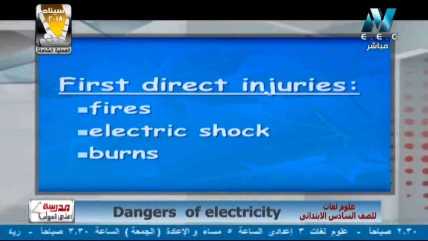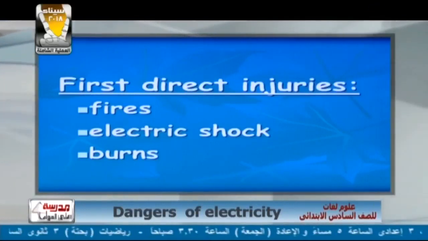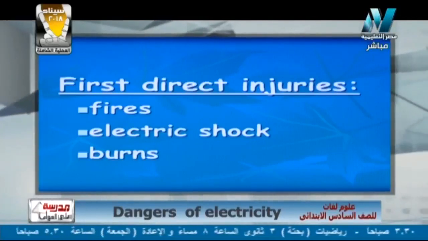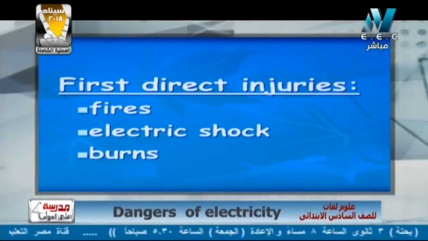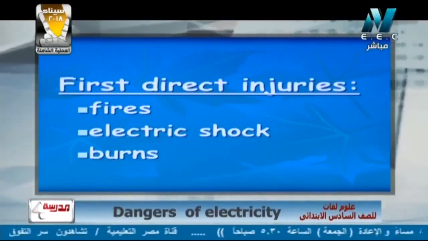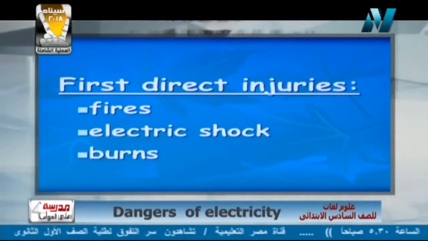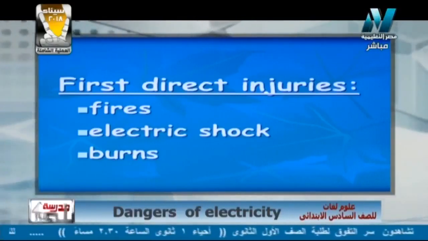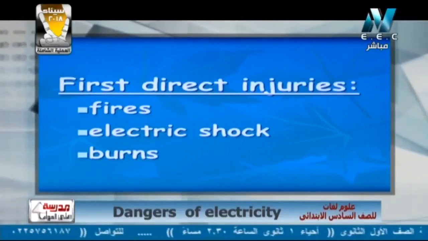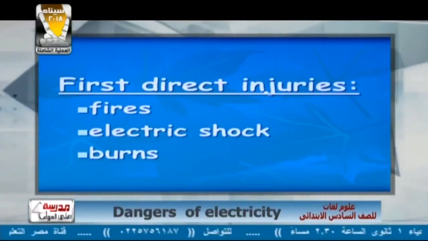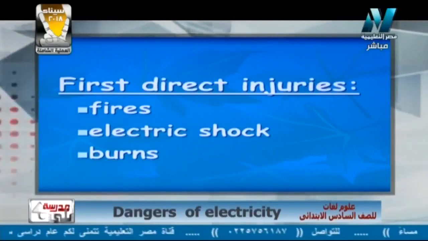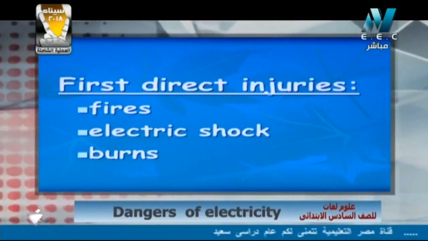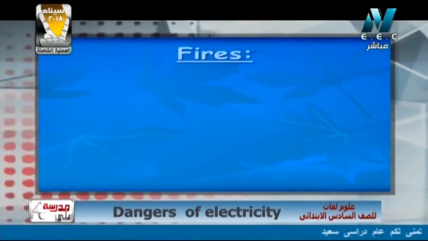Fire again and burn. So now we'll study today fires, electric shock and burns, and also we'll study the reasons of each one of them and how to keep away from each one of them. How do these fires or dangers happen, electric dangers, and how do I protect myself from them too. So again, we have today two types of injuries which are direct injuries and indirect injuries. First, direct injuries, we will study fires, electric shock, burns. So now let's start with the fires.